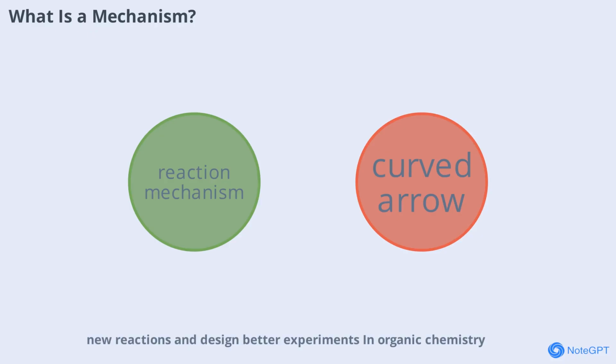In organic chemistry, mechanisms are often illustrated with curved arrows, which show how electrons flow during each step. By following these arrows, you can visualize the invisible changes happening at the molecular level. Let's look at how these arrows work and why they're so useful.